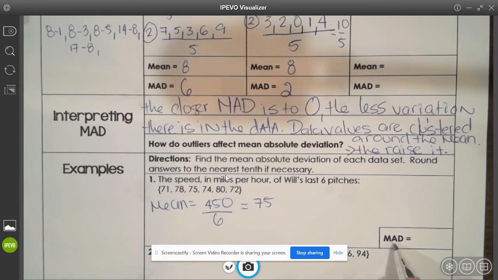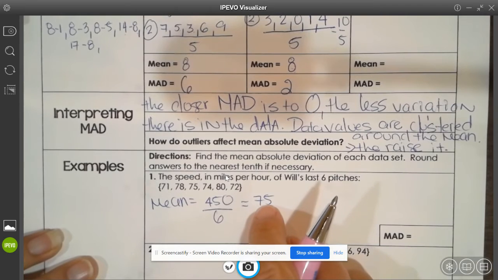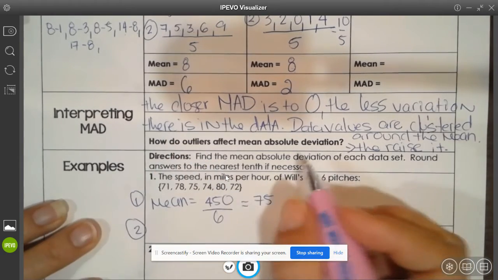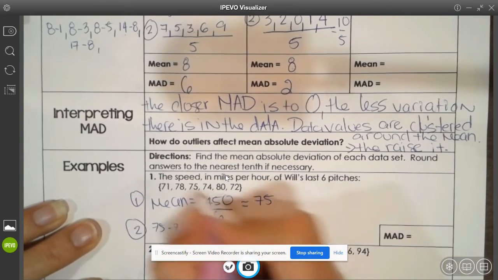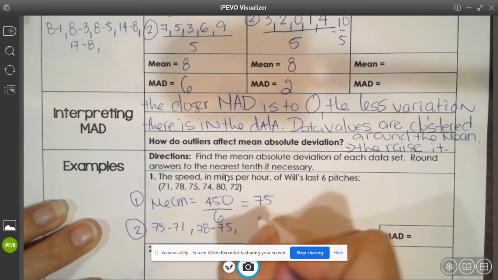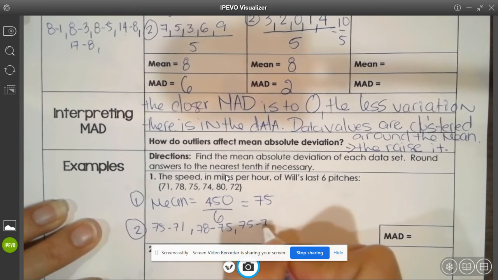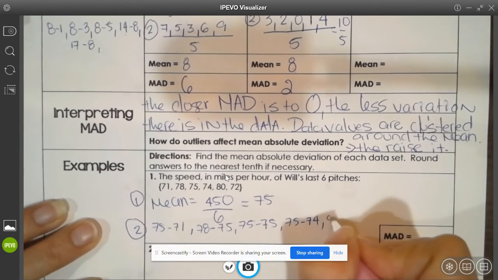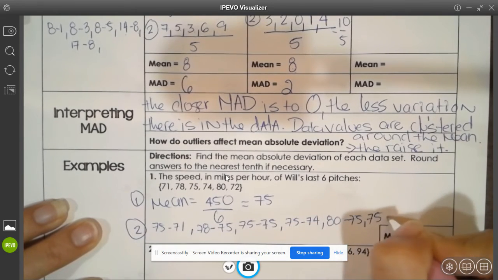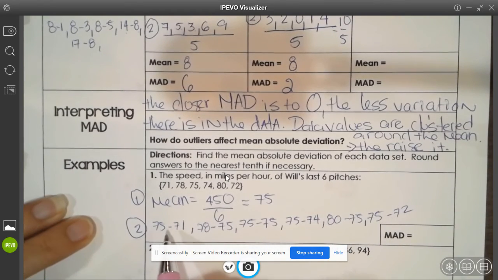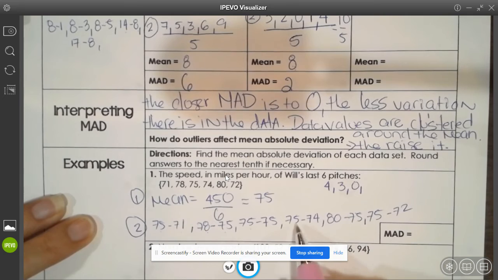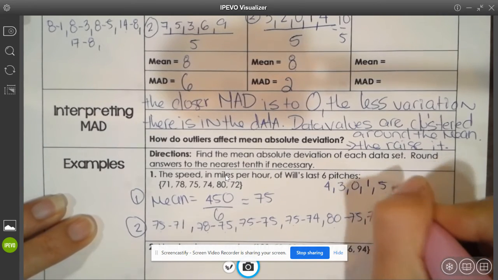They're not asking me for my mean. They're asking me for my MAD. So I'm going to have to subtract each of the numbers here from the mean. This is my second step, subtract. So that's 75 minus 71, and then 78 minus 75, no negatives, 75 minus 75. I'm just rewriting this so you guys know what to do. And then 75 minus 74, 80 minus 75, and 75 minus 72. Those are all my values here. Now let's find them. 75 minus 71 is 4. 78 minus 75 is 3. 75 minus 75 is 0. 75 minus 74 is 1. 80 minus 75 is 5, and 75 minus 72 is 3.